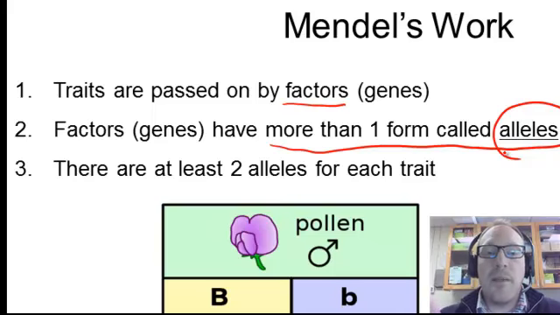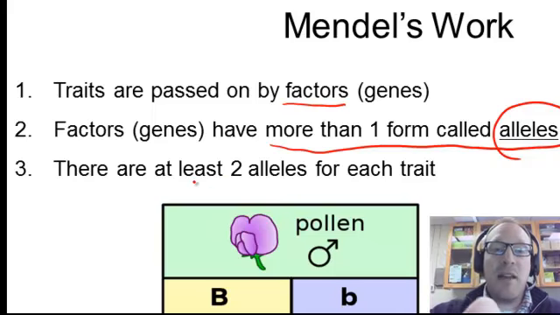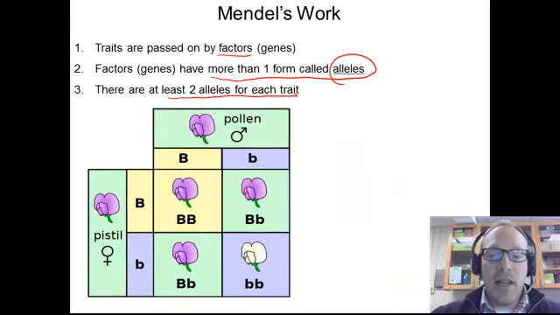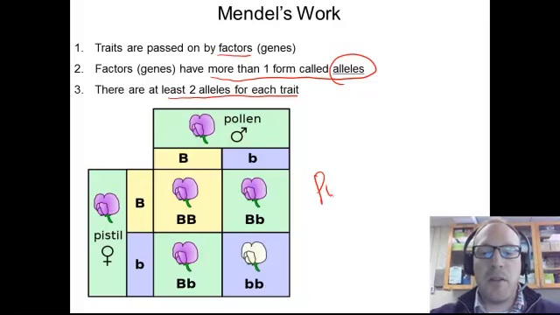Now, he also said that each trait must have two alleles, because how else could a purple plant, this is like our F2 cross, two purple plants, produce some white flowers. Now, this is what we call a Punnett square.